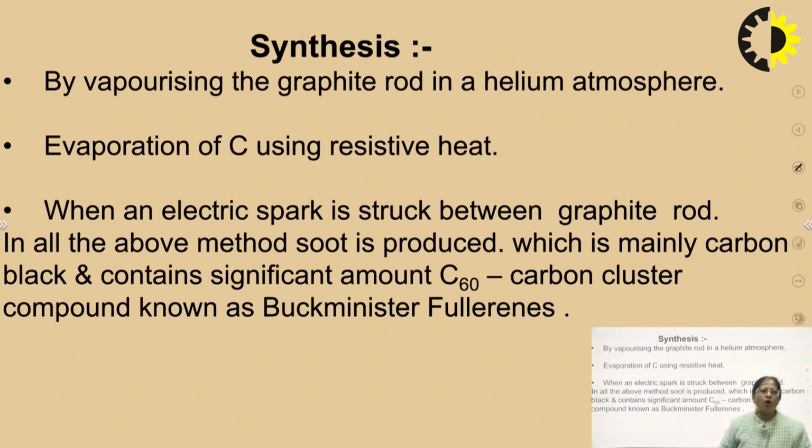Coming to the synthesis of fullerene. Fullerene is synthesized by vaporizing a graphite rod in a helium atmosphere. That means in an inert atmosphere, if we vaporize the graphite rod, it is going to release fullerene. Another method is evaporation of carbon using resistive heating, or when an electric spark is struck between graphite rods. In all the above methods, soot is produced, which is mainly carbon black, and it contains significant amounts of C60 carbon cluster compounds, which are known as Buckminsterfullerenes.